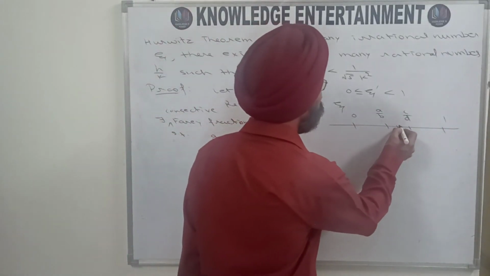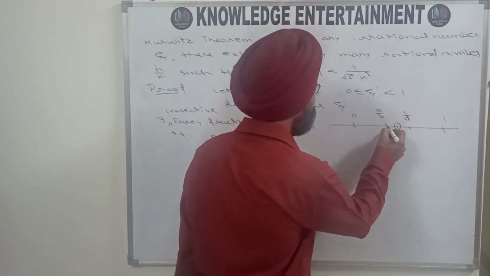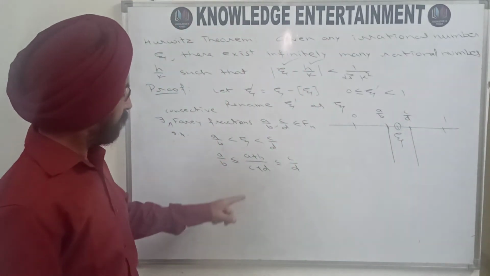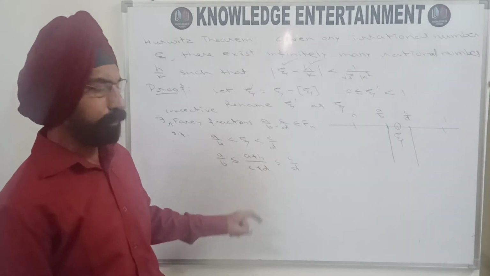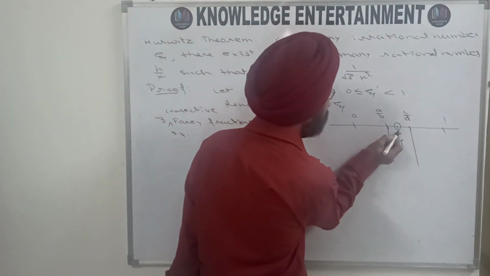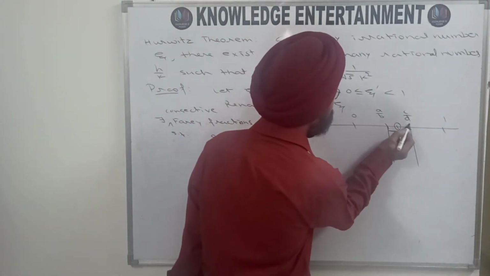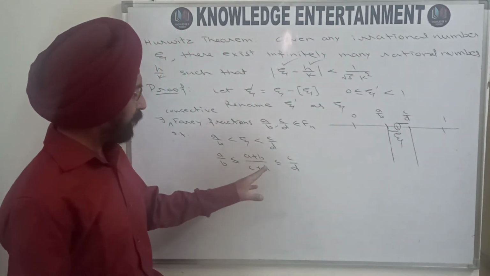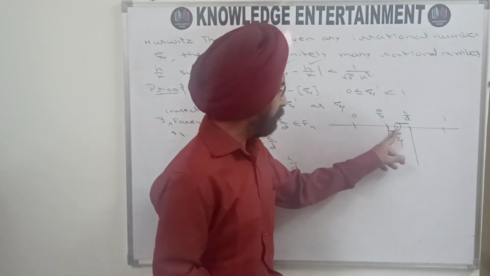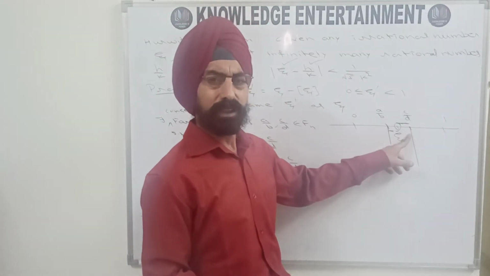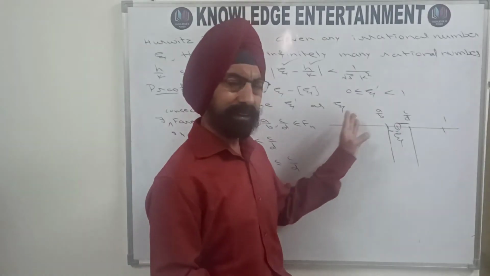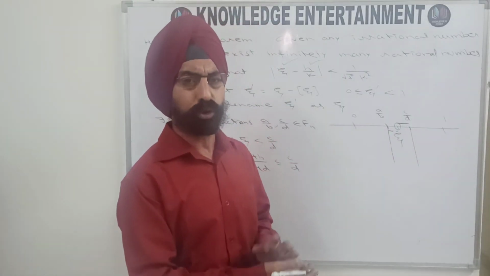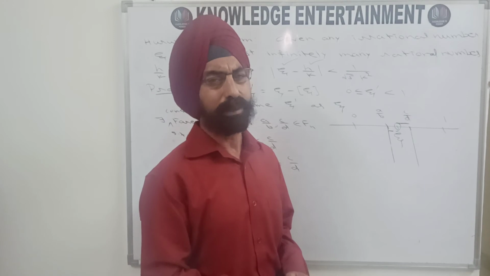So here you are having xi. This is your a upon b. This is your c upon d. Now what about this number a plus b upon c plus d? It may be in this region. It may be in this region. That means your a plus b upon c plus d may be here, may be here. So without loss of generality, we take either here or here and we will prove. The other part will be supposed to be proved on the same lines.